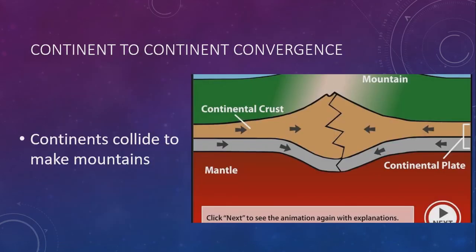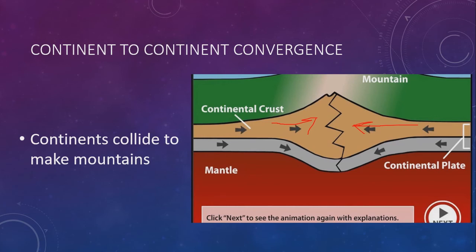And our next type of plate boundary is the continent-to-continent convergence. That's when two pieces of land slam into each other. And when this happens, remember these are both pretty thick, light pieces of crust already, and neither one really sinks underneath the other one.